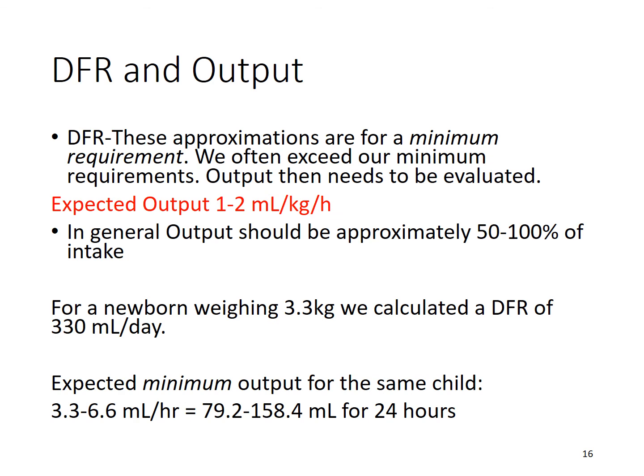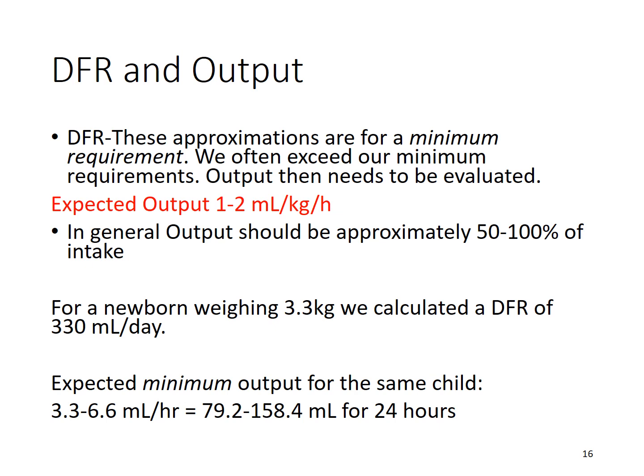So the DFR, again, is a minimum requirement. And we often exceed our minimum requirements. If I feel extra thirsty, I may drink my extra big gulp. But then we have to evaluate output. So expected output, bare minimum, is 1 to 2 milliliters per kilogram per hour. And in general, output should be approximately 50 to 100% of intake. Okay. Now, why the range? Well, maybe I'm really, really sweaty and I'm losing fluid that way too.